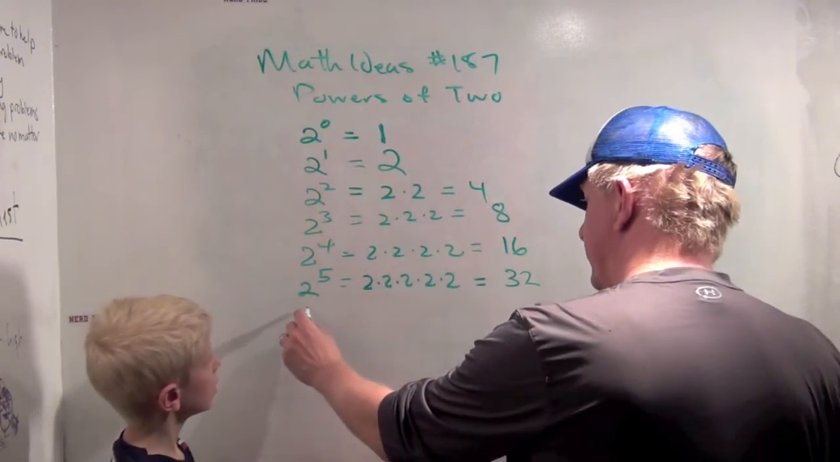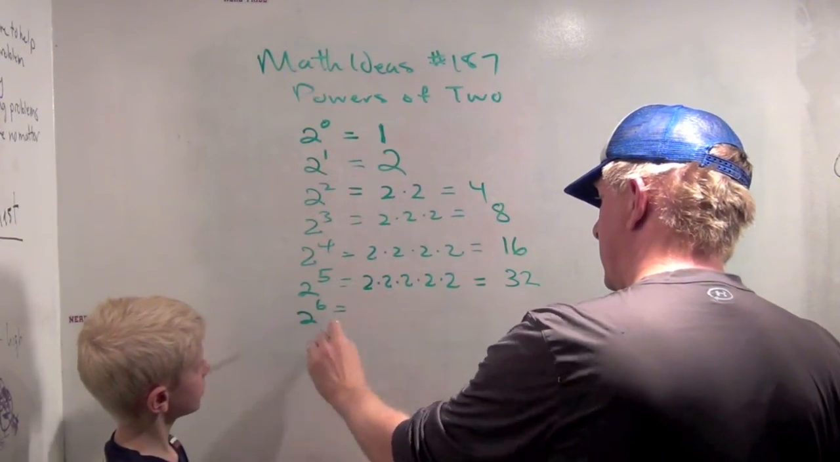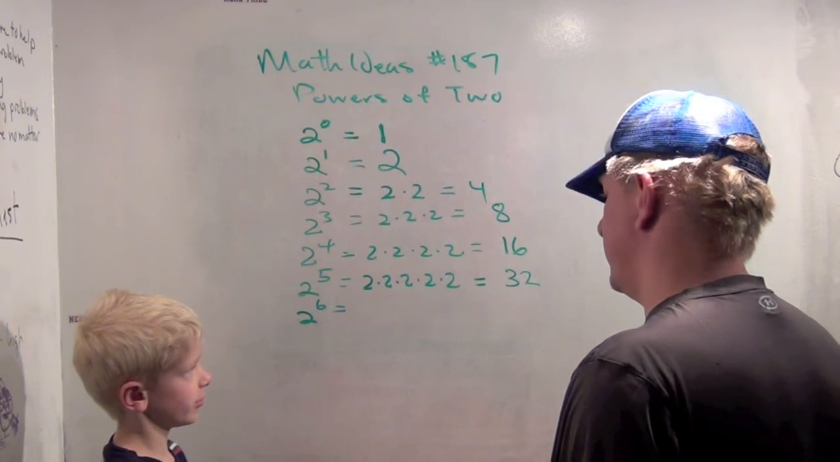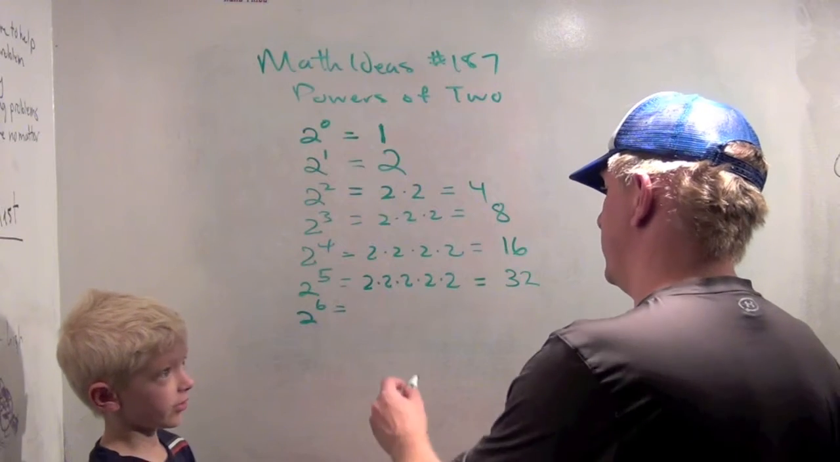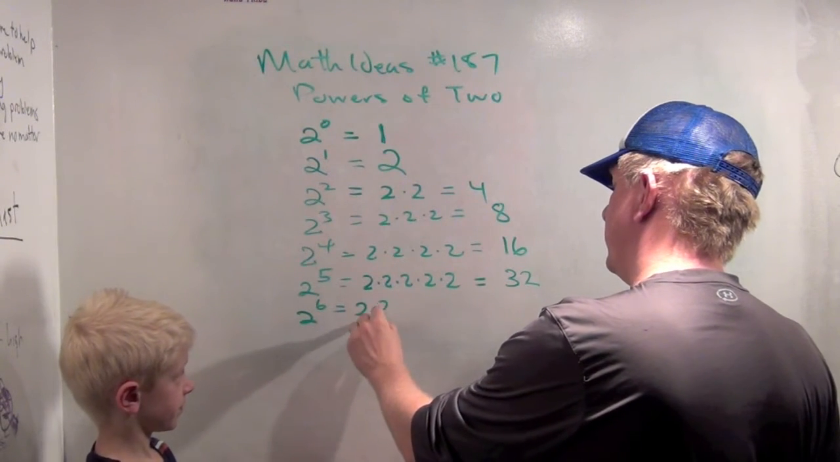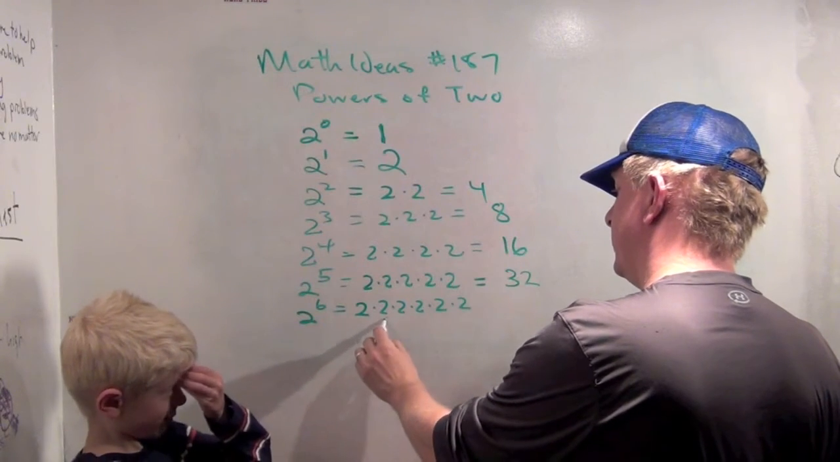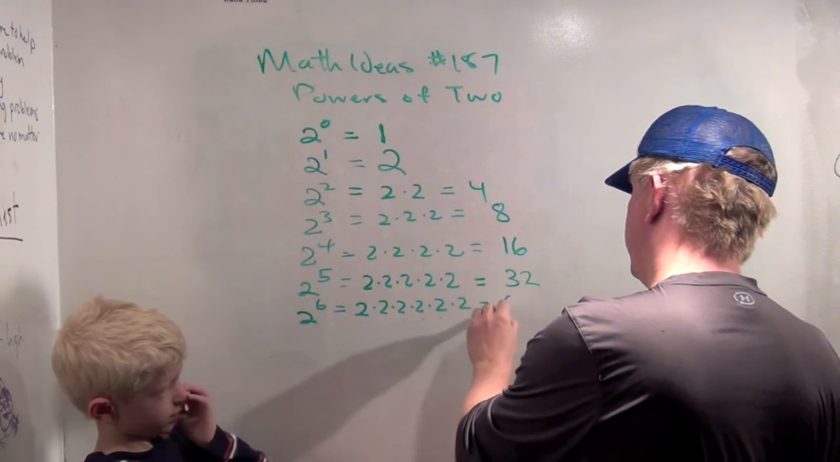Do you want to figure out what 2 to the 6th is? Okay. What is it? It's 2 times 2 times 2 times 2 times 2 times 2. It's 6 2's all times each other. Let's see if I got that right. 1, 2, 3, 4, 5, 6, which is 64.